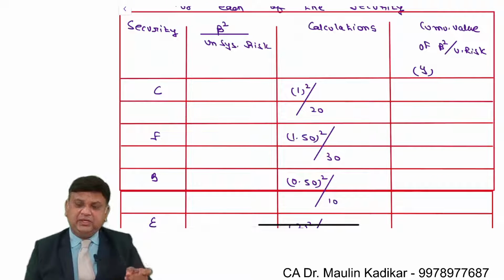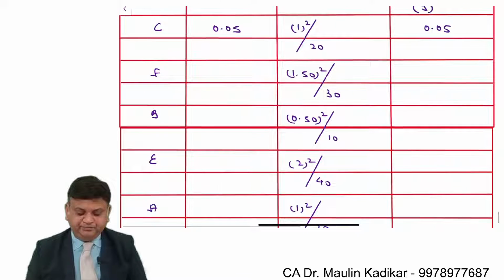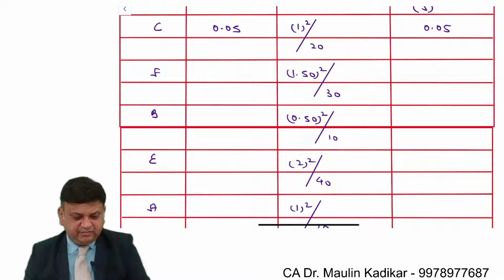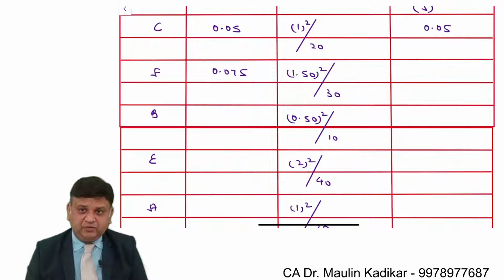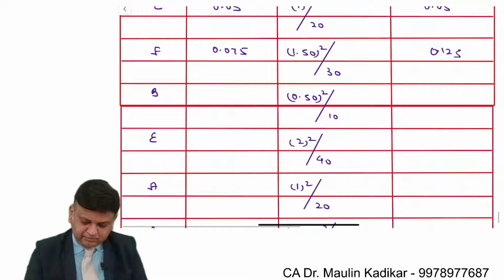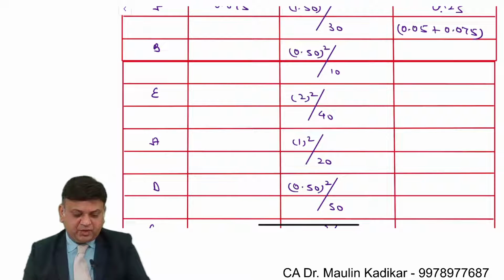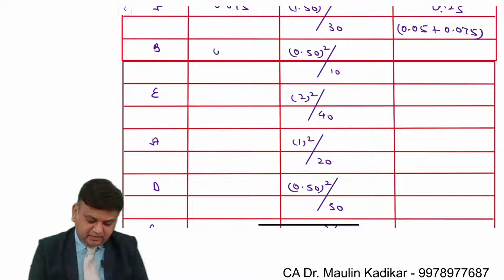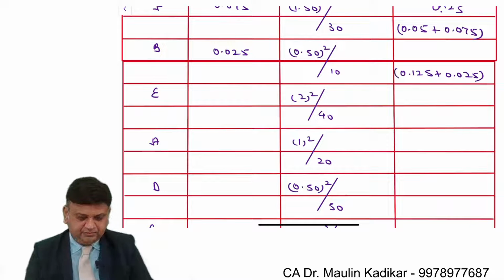Now calculation. Square of 1 is 1 divided by 20 is 0.05. So cumulative value is 0.05 once again. Square of 1.5 is 2.25 divided by 30. That comes to 0.075. So cumulative value is 0.125. That is 0.05 plus 0.075. That is the way the cumulative value can be found. Square of 0.5 is 0.25 divided by 10. That is 0.025. So 0.125 plus 0.025. So the final answer is 0.15.